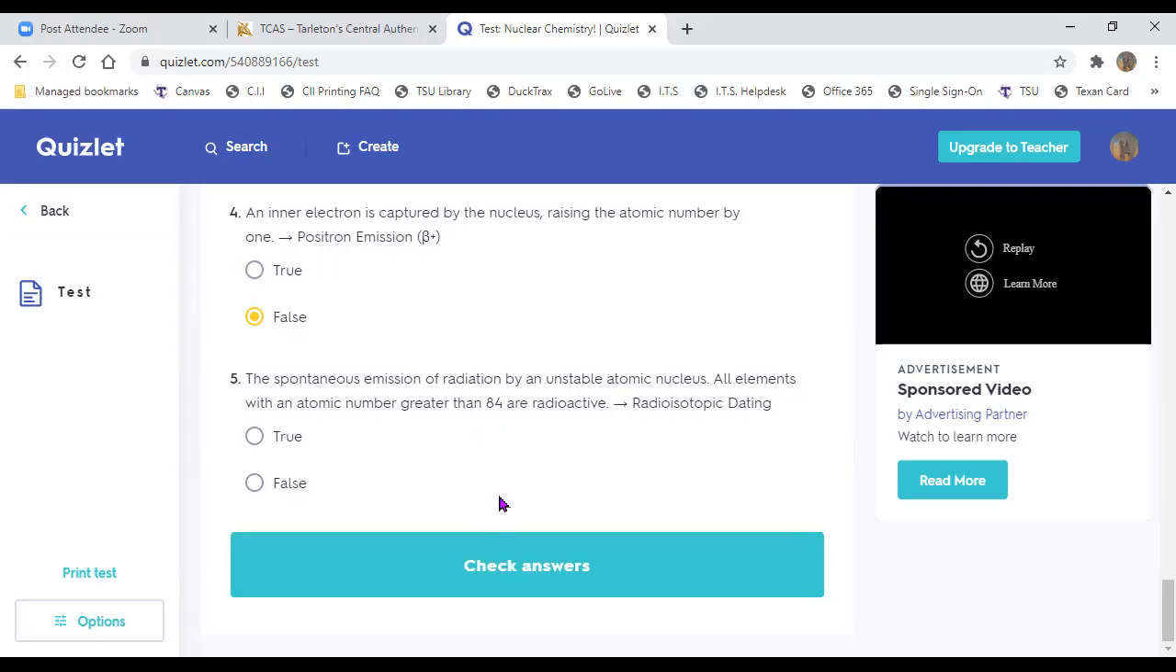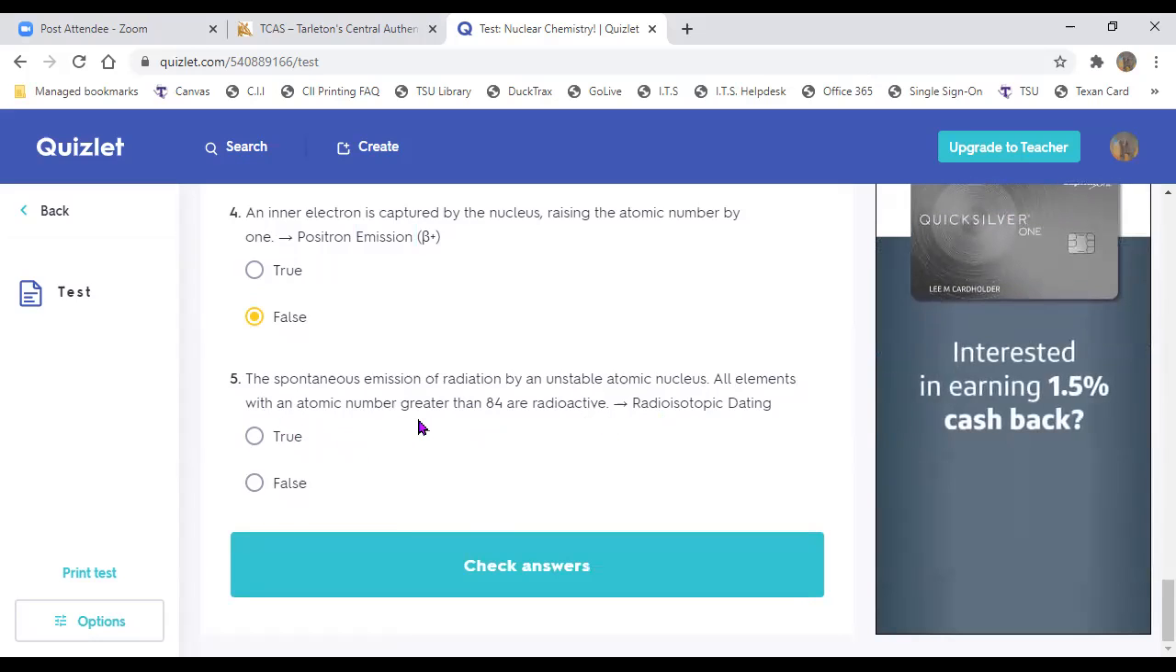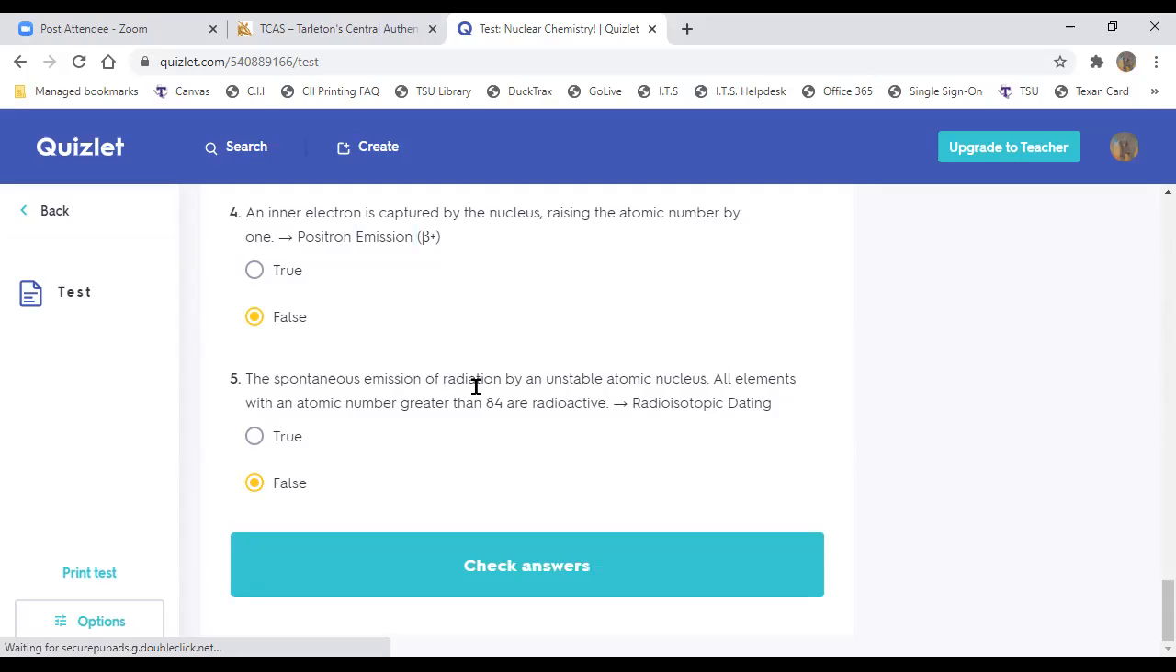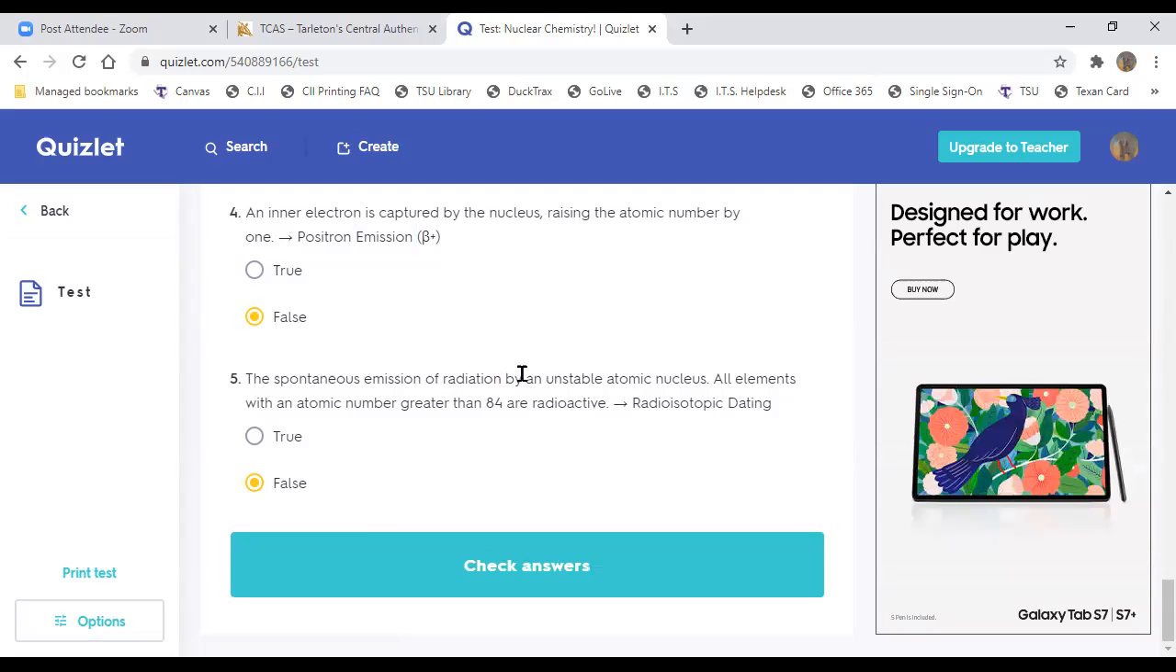All right, last question. The spontaneous emission of radiation by an unstable atomic nucleus, all elements with an atomic number greater than 84 are radioactive. This one doesn't really work for this either. I'll just give you all the answer for this one too, because it doesn't really work like this. But this is the by the book definition of radioactivity. So when you think of radioactivity, you're thinking of the spontaneous emission of radiation. So an element that's giving off radiation spontaneously, which just means it's random and it's always happening, by an unstable atomic nucleus, because in order for it to be radioactive, the nucleus has to be unstable. That works for all numbers greater than 84.